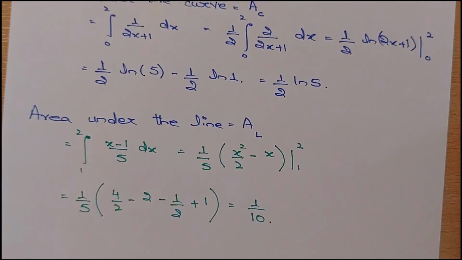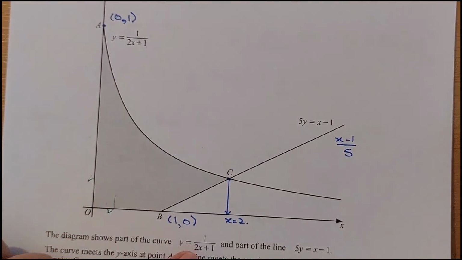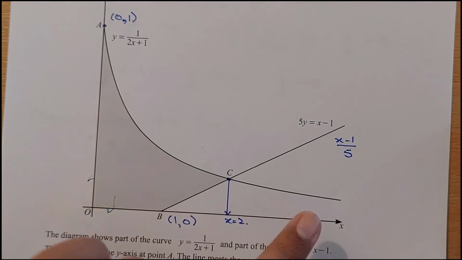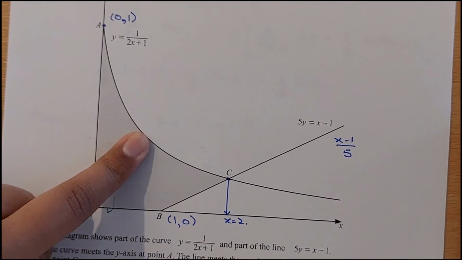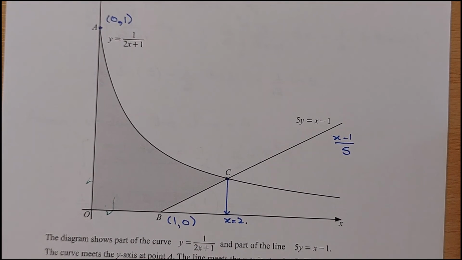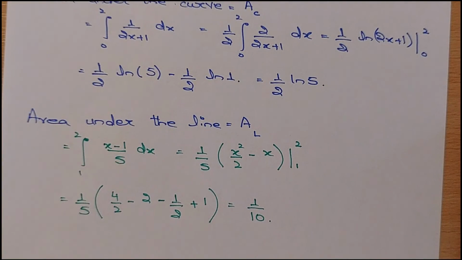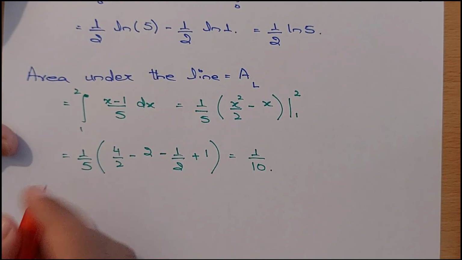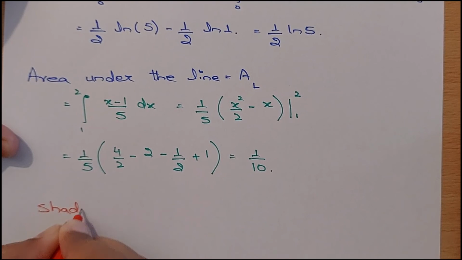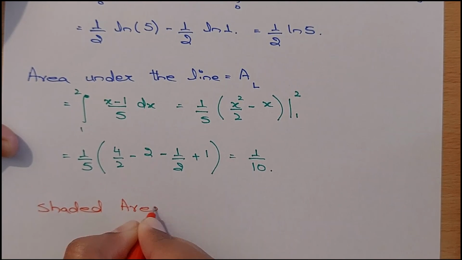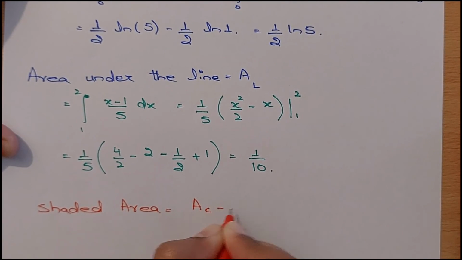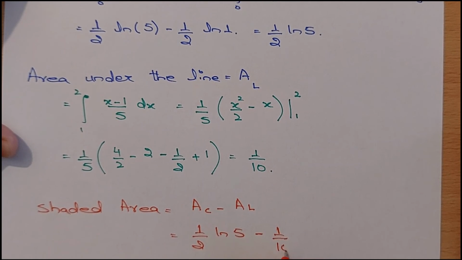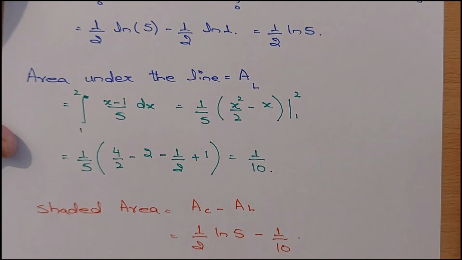Okay, now to find the shaded area between the curve and the line, since the curve is at the top, we can do the area of the curve subtract area of the line. But if the line is at the top, we do area of line subtract area of curve. So here we have the shaded area: area of curve subtract area of line. So area of the curve is 1 by 2 natural log of 5, and area of line is minus 1 by 10. So this is the shaded area.